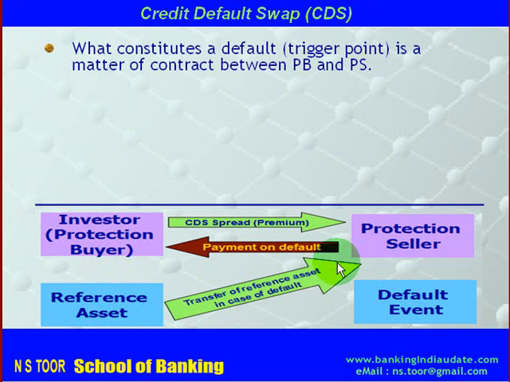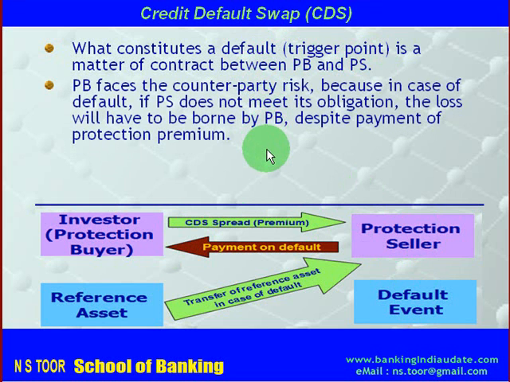Now what constitutes a default? What is the default event? That is an issue which the protection buyer and protection seller will finalize at the time of making this agreement. What constitutes a default is a trigger point, and is a matter of contract between the protection buyer and the protection seller.